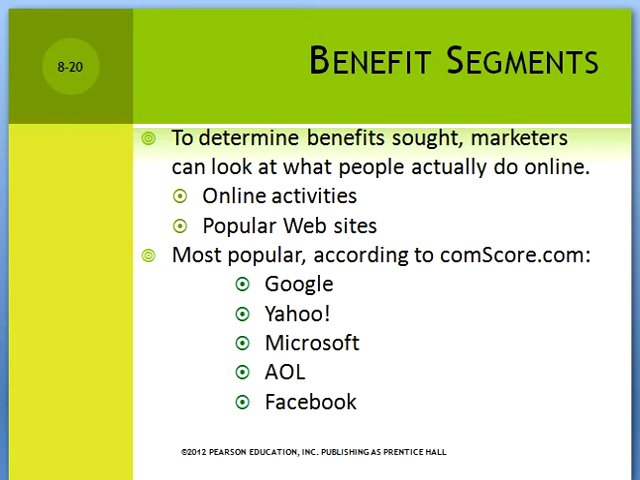To determine the benefit sought, marketers can look at what people actually do online. We discussed that in the last session on consumers online. Make sure that when you get time, you go through that chapter again if you are interested to know more about online community activities, as well as the popular websites which are there. So based on that, marketers can offer the product to the most popular.